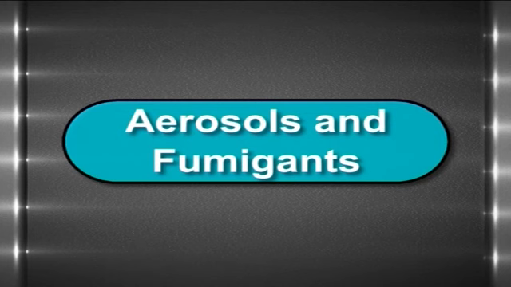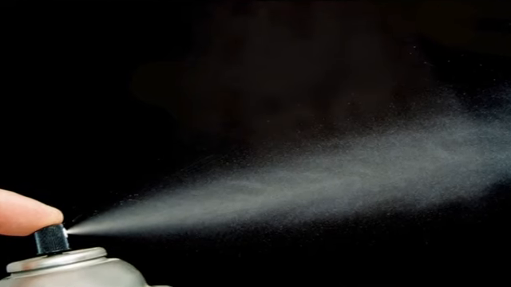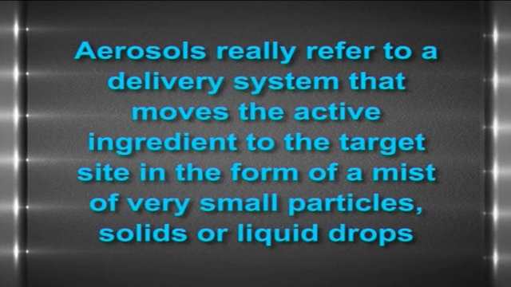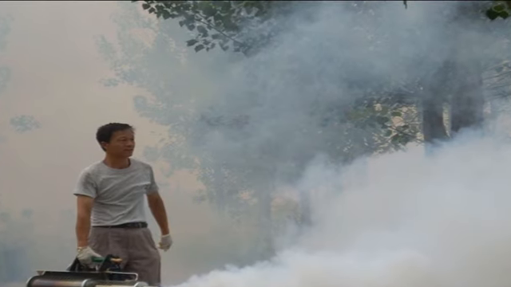Next is aerosols and fumigants. Aerosols and fumigants are frequently confused, yet they have very different properties and uses. Aerosol really refers to a delivery system that moves the active ingredient to the target site in the form of a mist of very small particles, solids or liquid drops. The particles can be released under pressure or produced by fog or smoke generators.